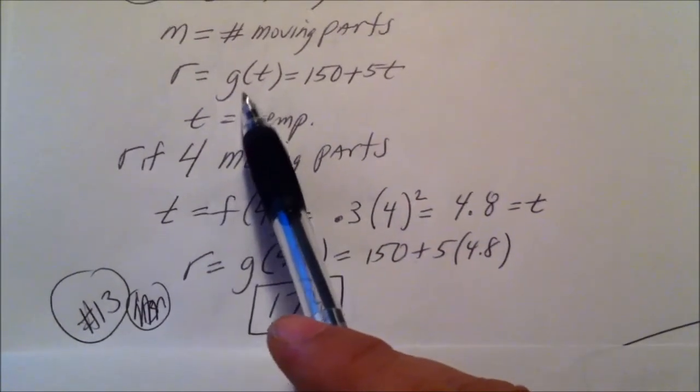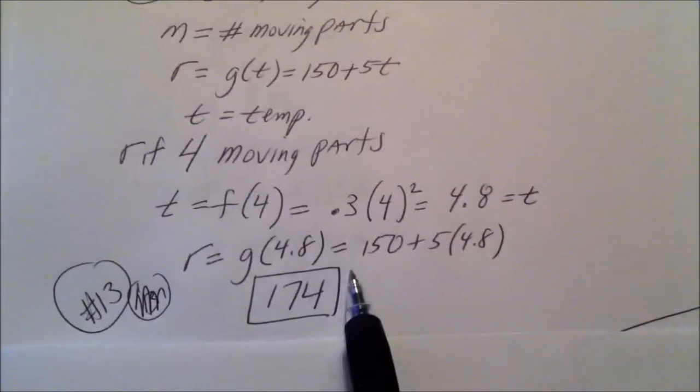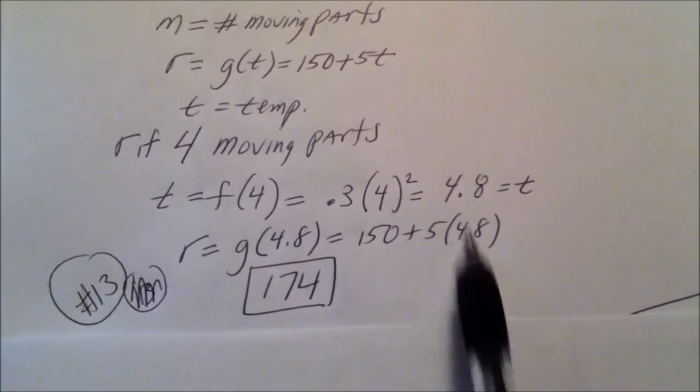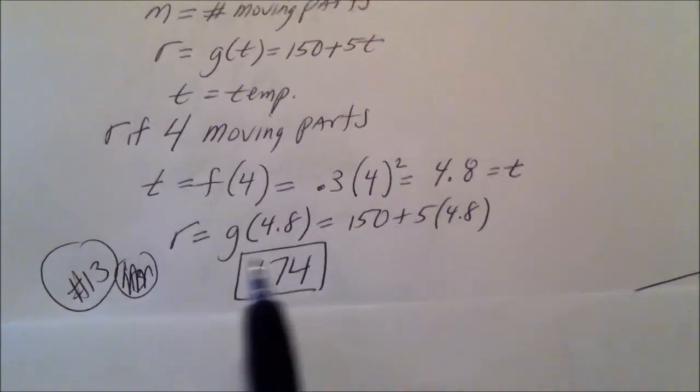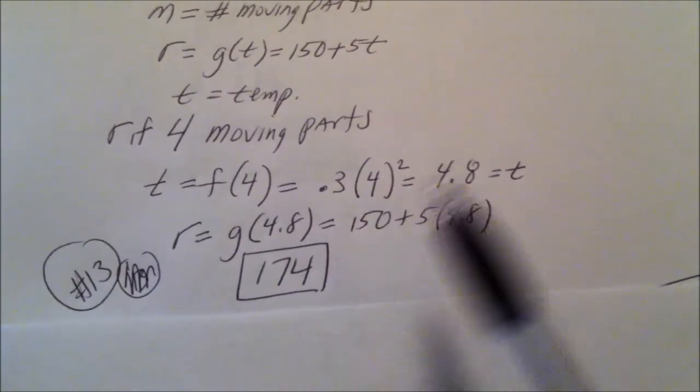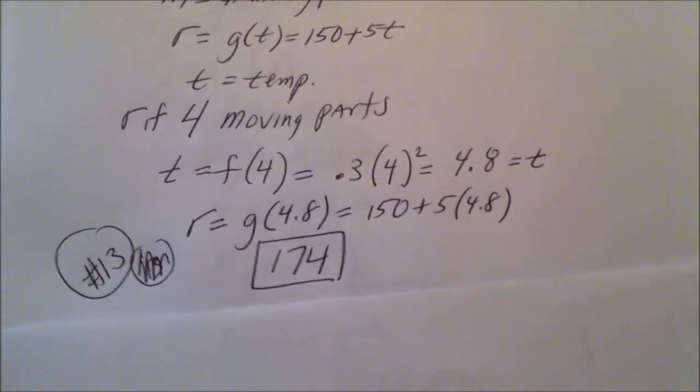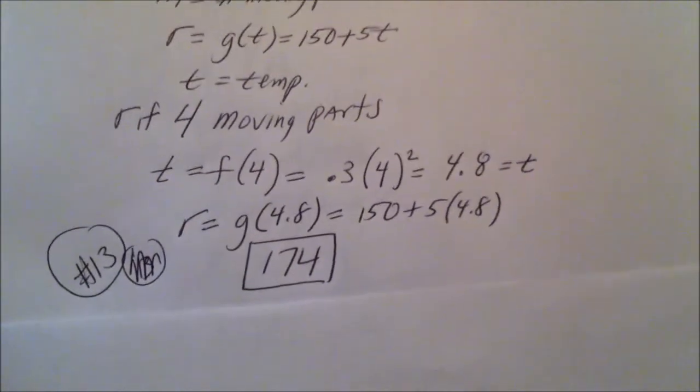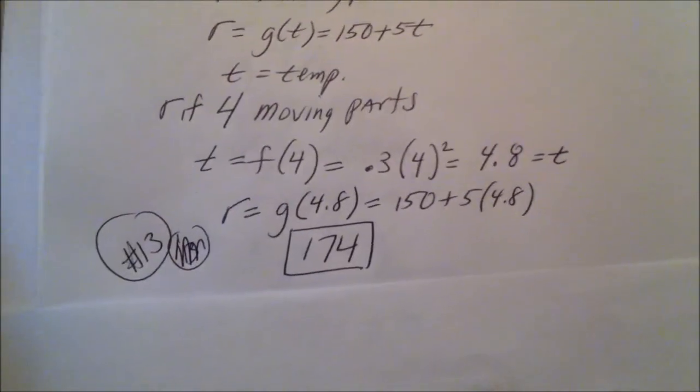So I'm evaluating this at g of 4.8. You do 150 plus the 5 times the 4.8, and I get 174 as my resistance. So don't get scared by something like this. It has some words. If you really look at it, it wasn't that big of a deal.